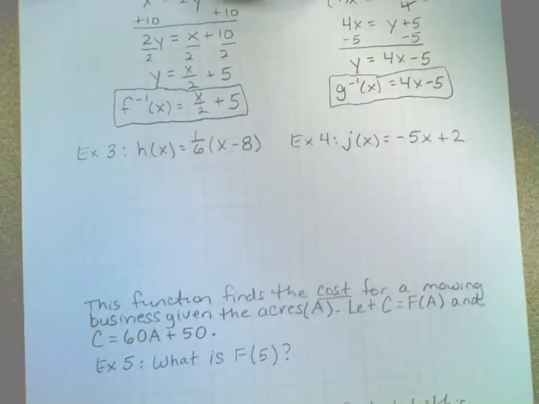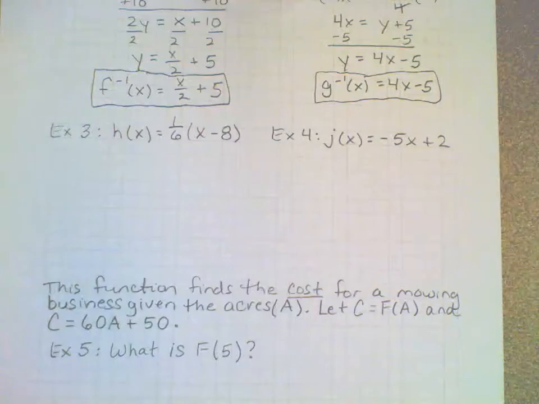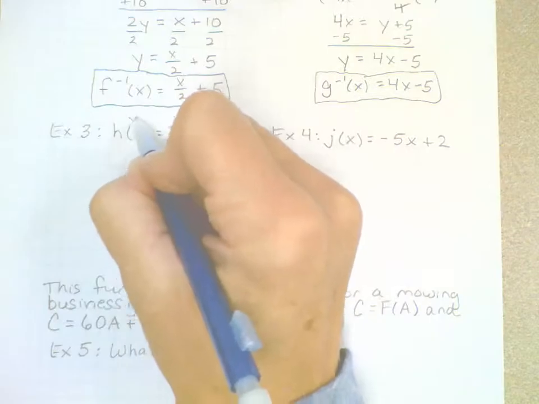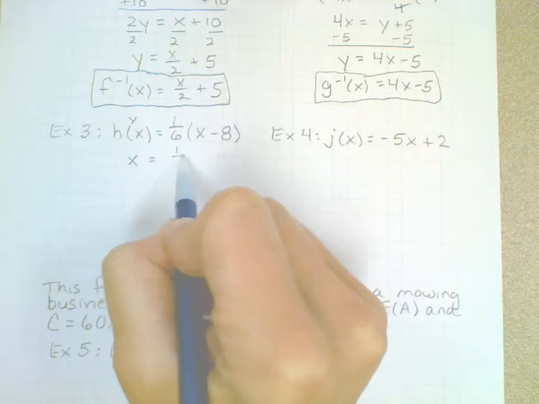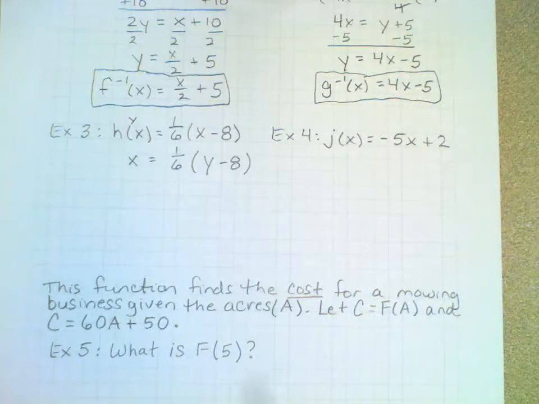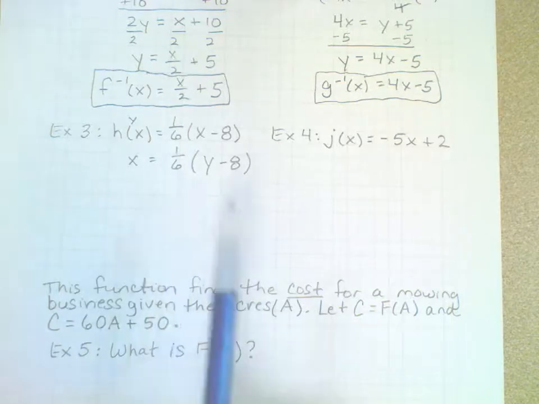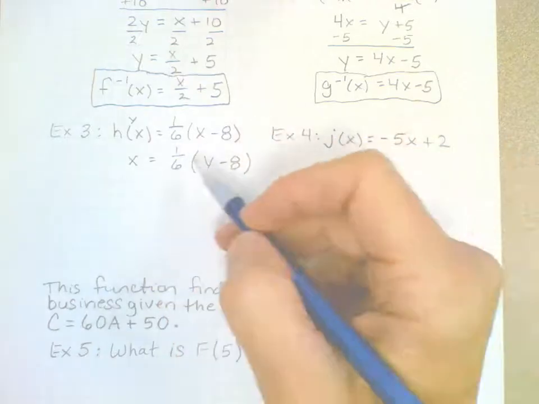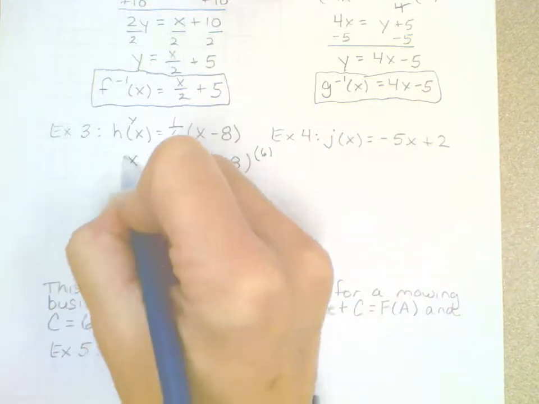Okay, let's keep moving. So copy down 3 and 4 if you haven't already. And I'm just going to do the same thing. So h of x, that's the same thing as my y. So I'm going to switch x and y. Now this one's a little bit different. I have that 1/6 out in front. I think it's easier if we just undo that right away. I'm not going to worry about distributing. So the inverse, or the reciprocal of 1/6 is 6. So I'm going to multiply both sides by 6.